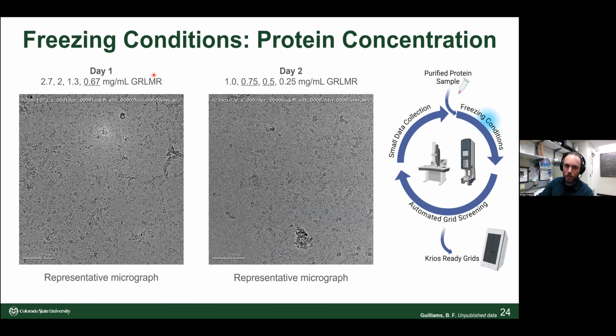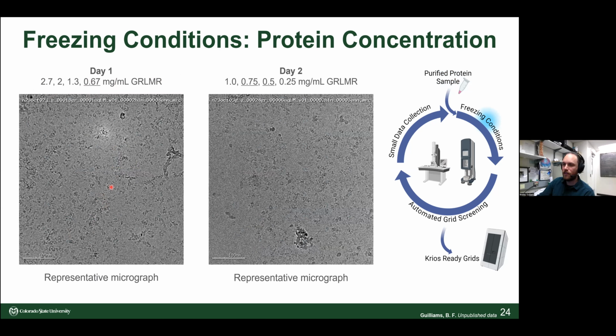Now we've got, of course, our protein. On day 1, I scanned a number of different concentrations on the grid, and it was really only this lowest concentration where we didn't see too many aggregates.